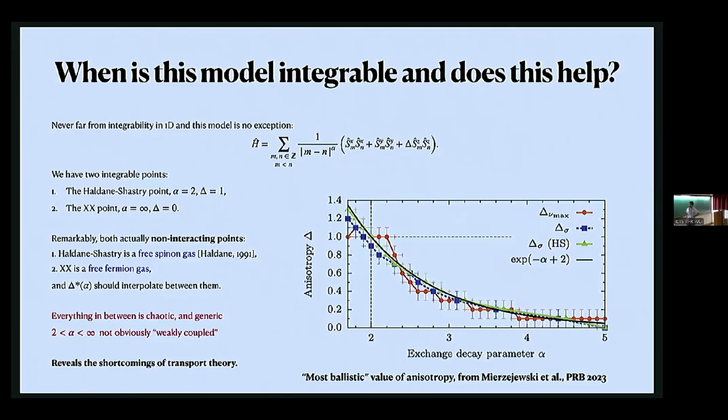Now, the reason this is not a trivial problem is everything in between is chaotic. And these generic values of alpha in the middle are not obviously weakly coupled. Because if I try to do weak coupling kinetic theory about either of the integrable points, they will get the other integrable point wildly wrong. So if I try to perturb about XX, Haldane-Shastry will look very chaotic. If I try to perturb about Haldane-Shastry, XX will look very chaotic. And that's why I think there are no standard methods that work well here.